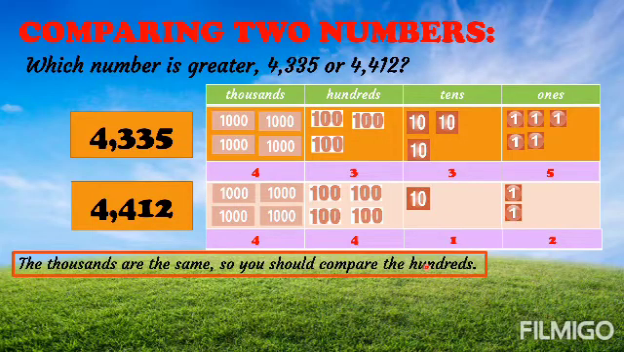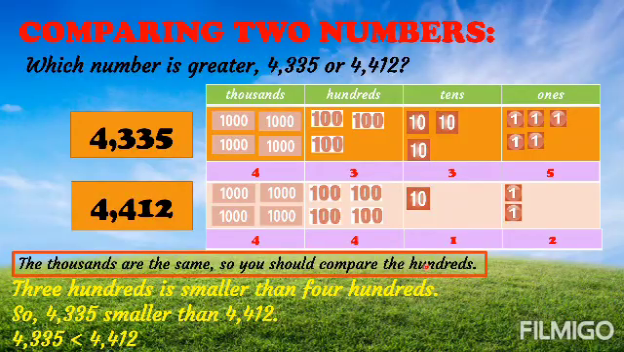So take note of that, class. If the thousands are both the same, you need to compare the hundreds numbers. The hundreds 300s is smaller than 400s. So 4,335 is smaller than 4,412. Okay, so the symbol here is 4,335 is smaller than 4,412.